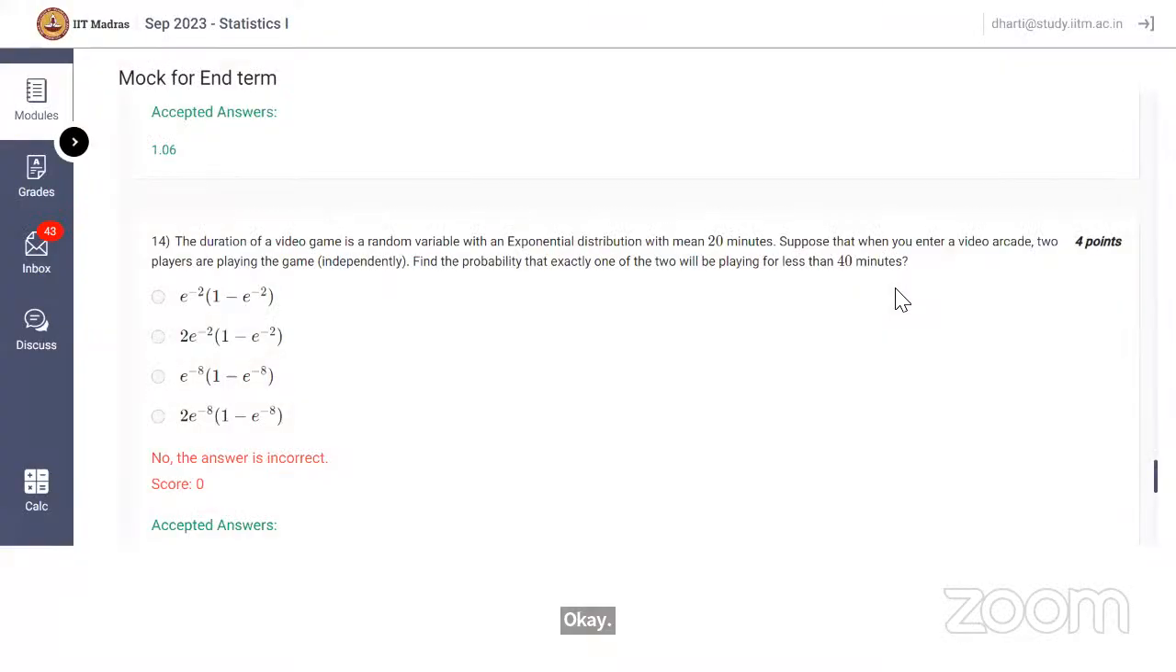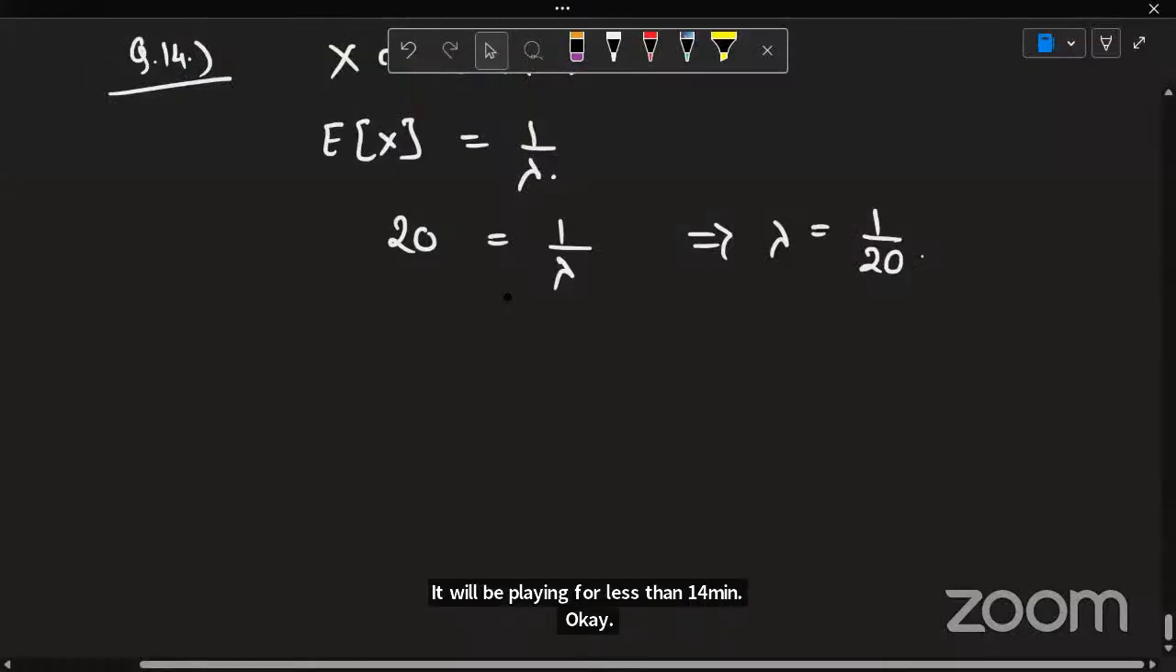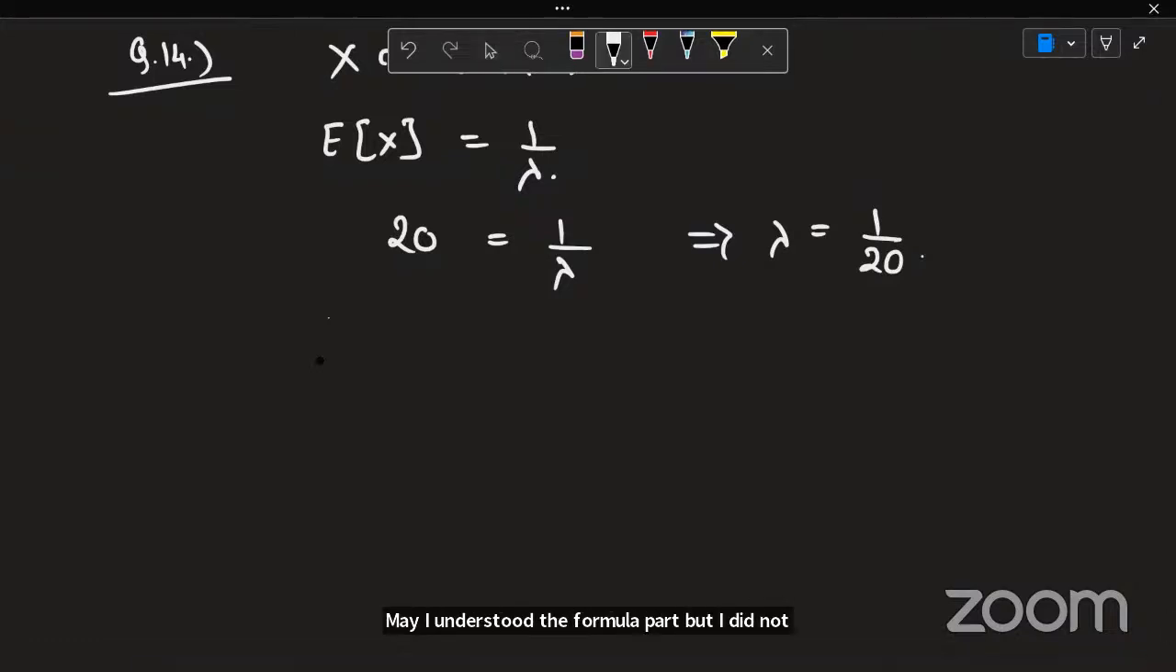Suppose that when you enter the video arcade, 2 players are playing the game. Find the probability that exactly one of the 2 will be playing for less than 40 minutes. So, ma'am, I understood the formula part, but I did not understand how to find that exactly one player would be playing. That is the part I didn't get.